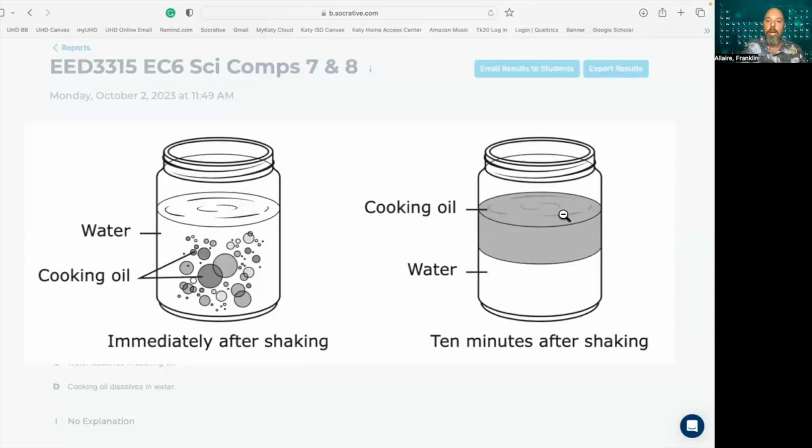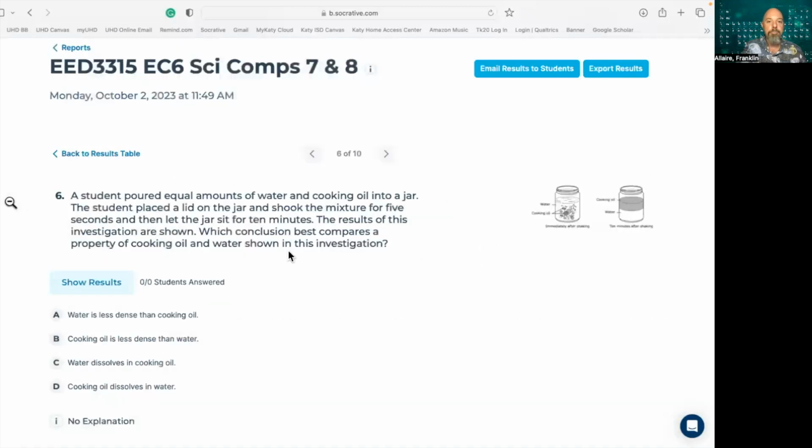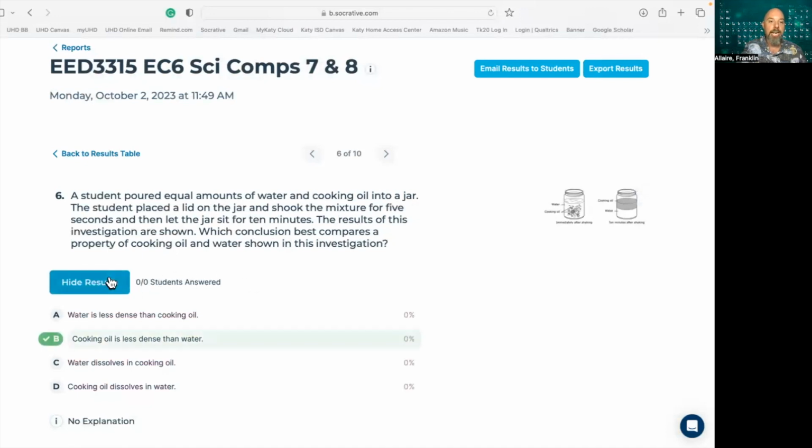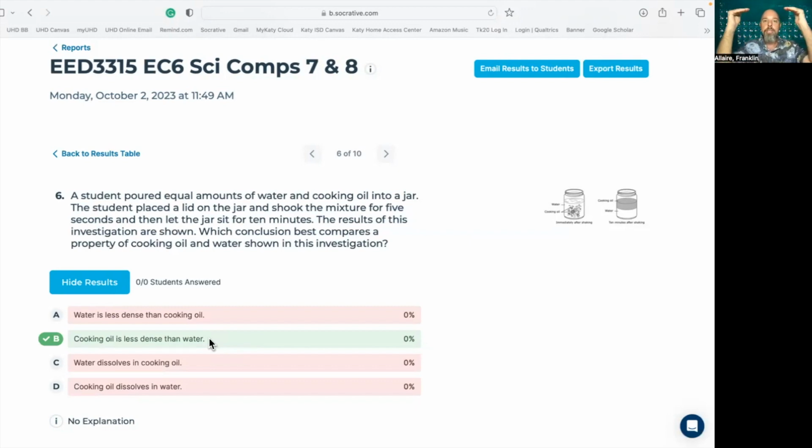The cooking oil has settled on the top, the water has settled on the bottom. Which conclusion best compares a property of cooking oil and water shown in the investigation? The best answer here is that cooking oil is less dense than water. How do we know that it's less dense than water? Because it is floating on the top.